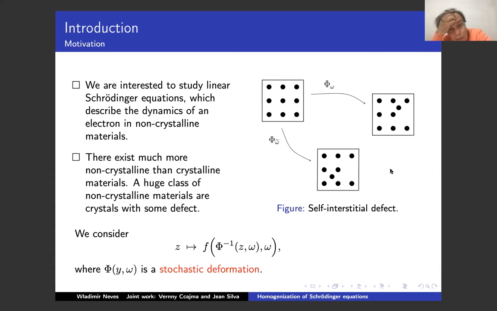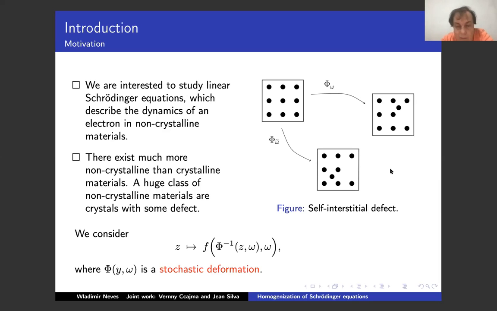So what we are really interested in is this principle of stochastic homogenization. In particular, in this project related to the Schrödinger equation and Liouville equation, here we just talk about the Schrödinger equation. We are interested in studying linear Schrödinger equations, which somehow describe the dynamics of an electron in non-crystalline materials.